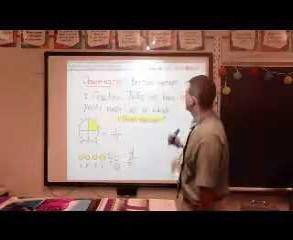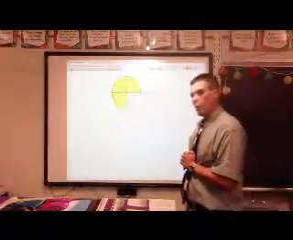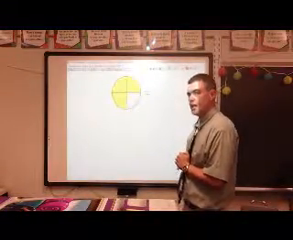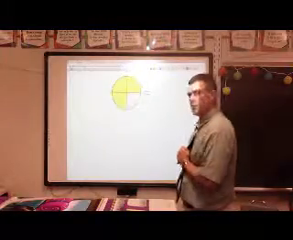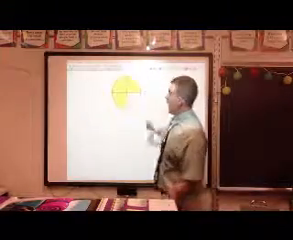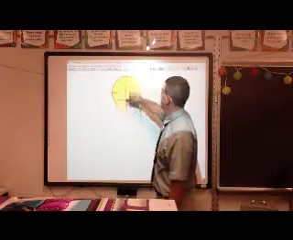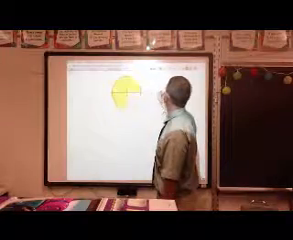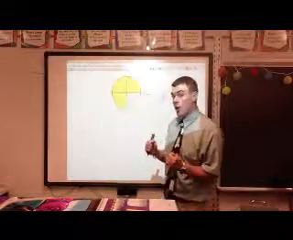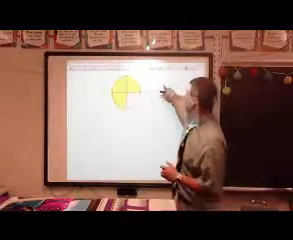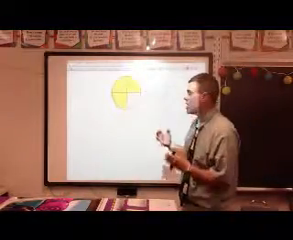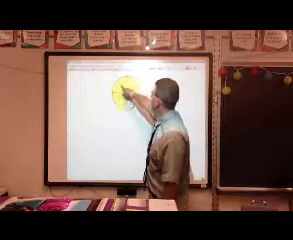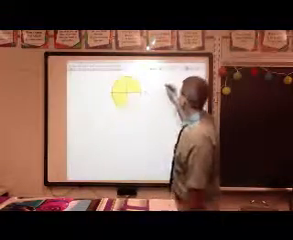Let's do a little practice. What portion of this circle is shaded? Let's think about that for a second. How many parts do I have? What's my denominator? 1, 2, 3, 4. Okay, we are halfway there. Let's figure out my numerator. How many parts do I have that are shaded? 1, 2, 3. If you wrote 3/4, you're correct.